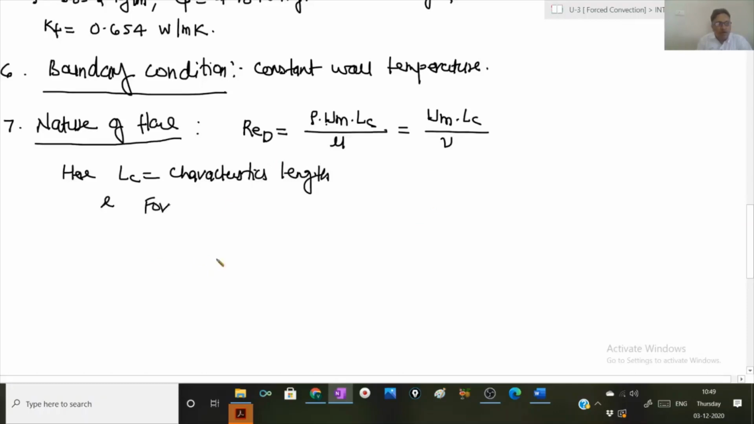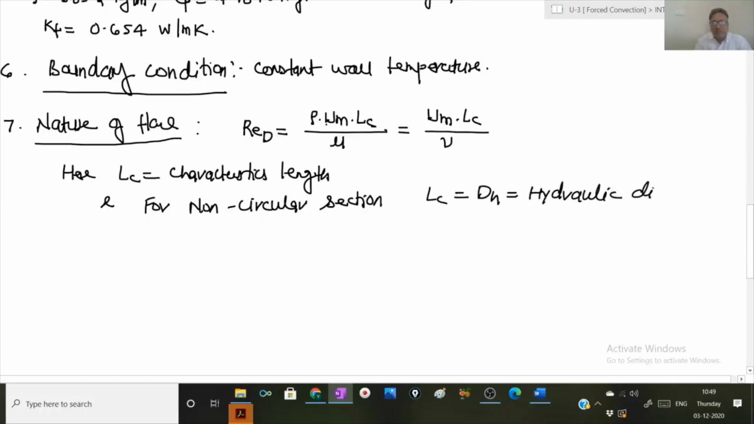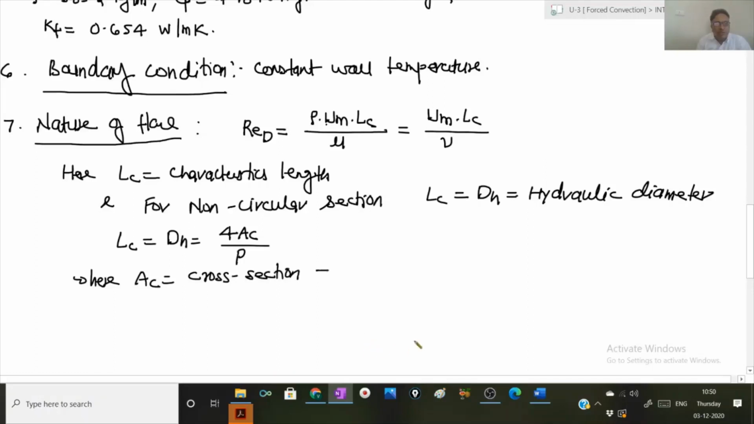and for non-circular section, that is of rectangular or square section, LC is considered as hydraulic diameter represented by D suffix H, and hydraulic diameter is calculated as 4AC by P, where AC is cross-sectional area. In this case, it is given as B by H.